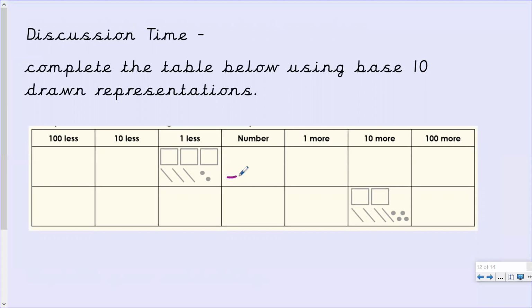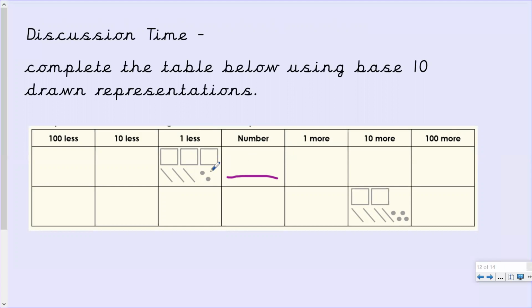Here we haven't been given the number. We know that 1 less than the number is 100, 200, 300, 310, 320, 330, 331, 332. That is 1 less than our number. So that means we have already removed one of the ones to make it 1 less. So what would my number be?